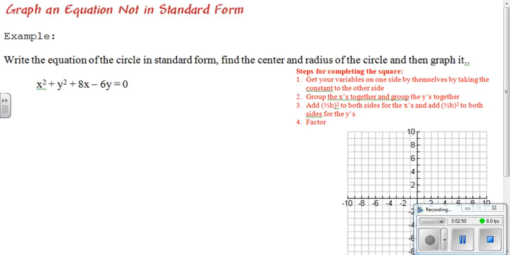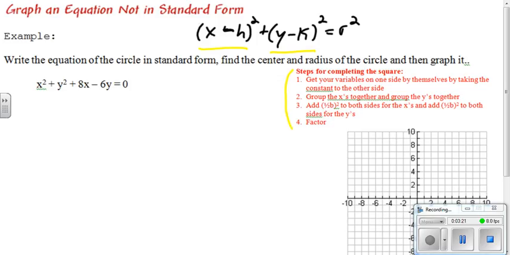Here we have an equation not in standard form, so it's not written in our form (x minus h) squared plus (y minus k) squared equals r squared. That's the form we're looking for. Now, one thing to notice is this is a square binomial, and this is also a square binomial. So this is where our completing the square skills are going to come back.